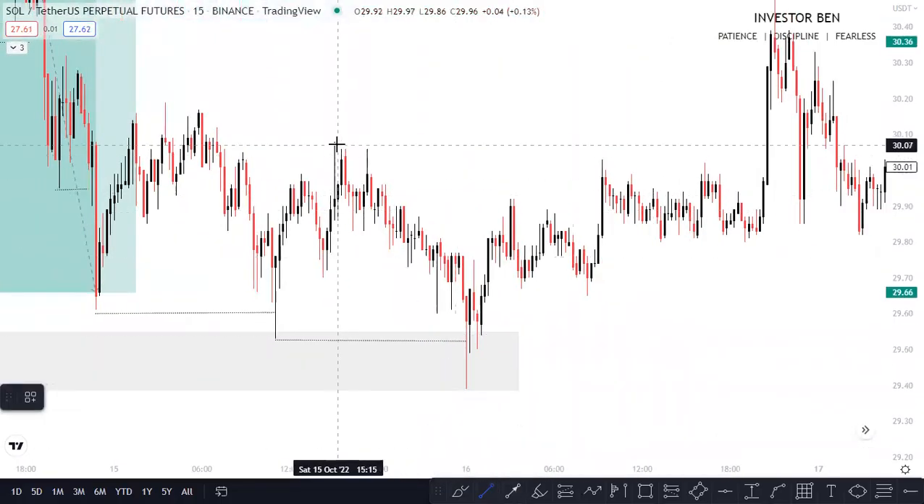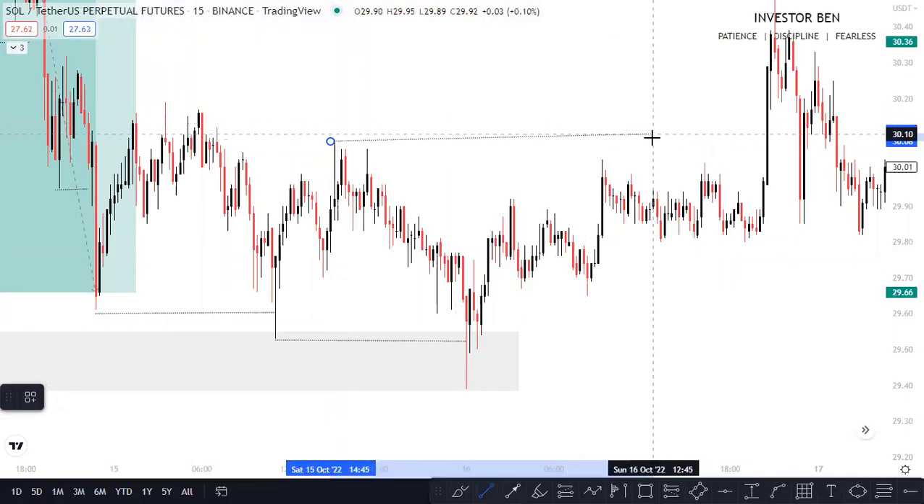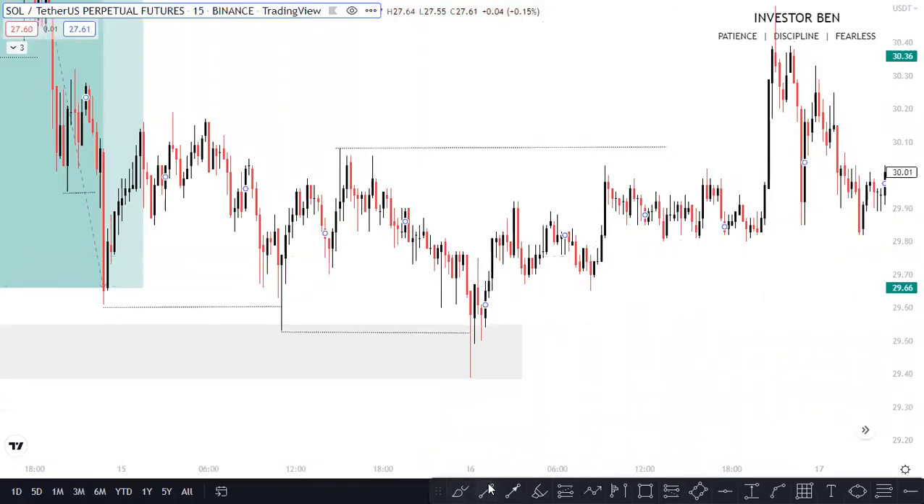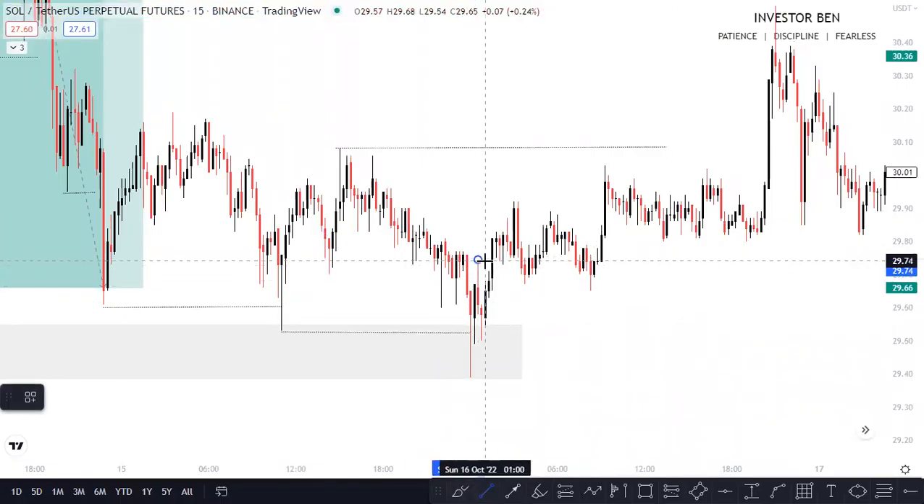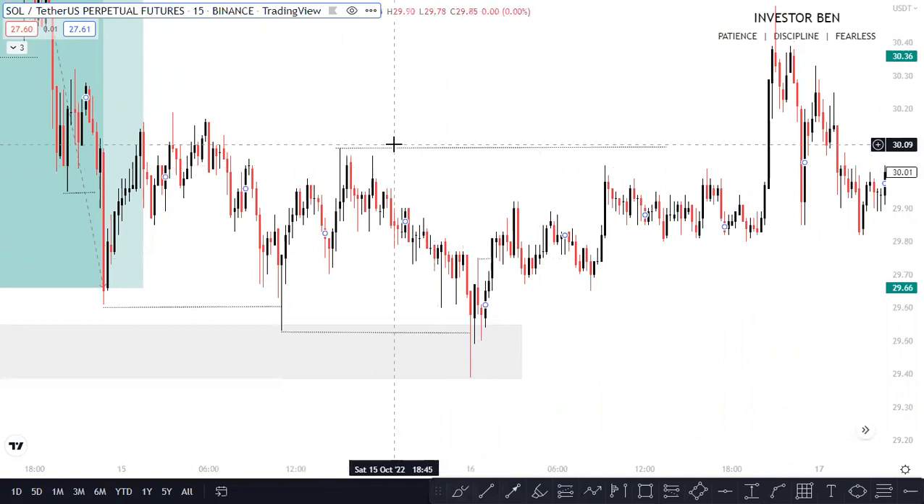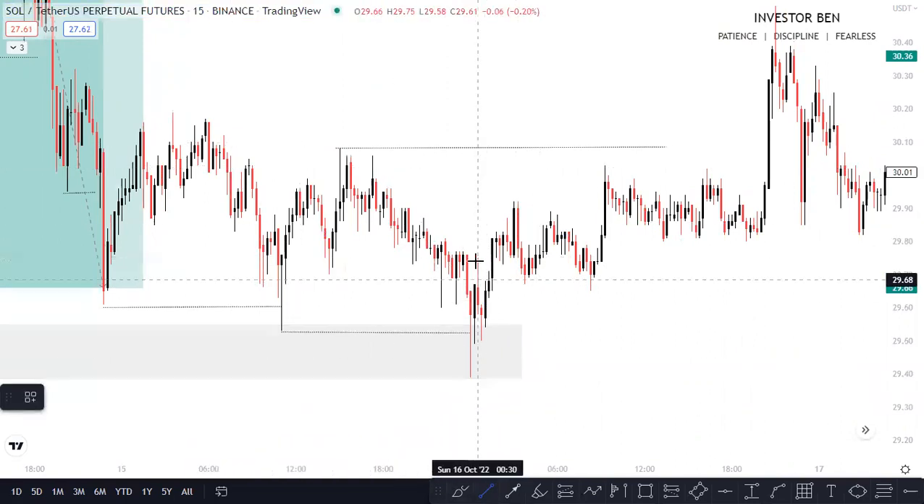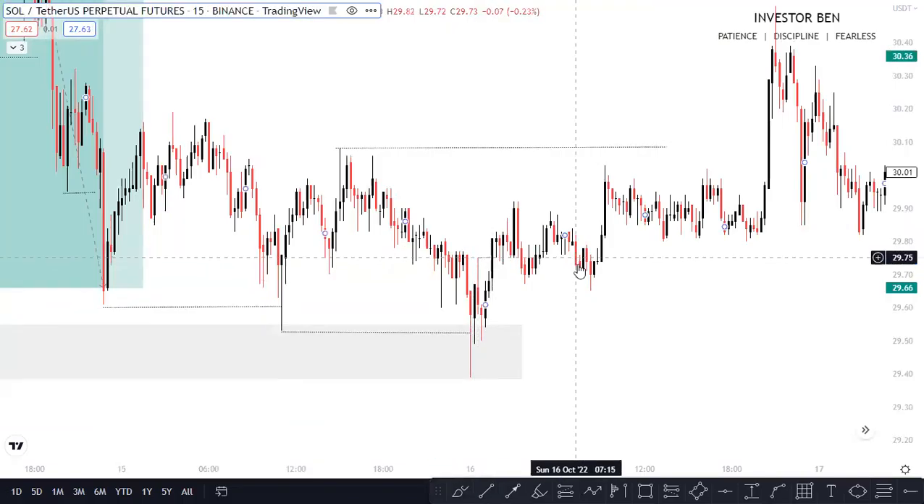Because this is a lower high, right? We need to break this high to confirm a trend reversal. Not this one, not this one here. These are all minor structure, fractal structure, right? We need to take out this high to confirm that the trend is actually going to switch to bullish. So we had a fractal BOS here.